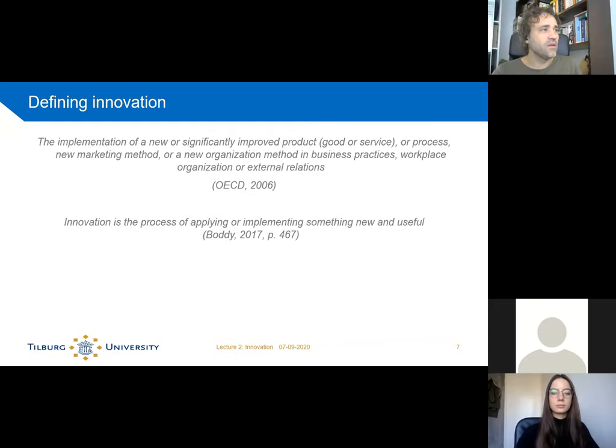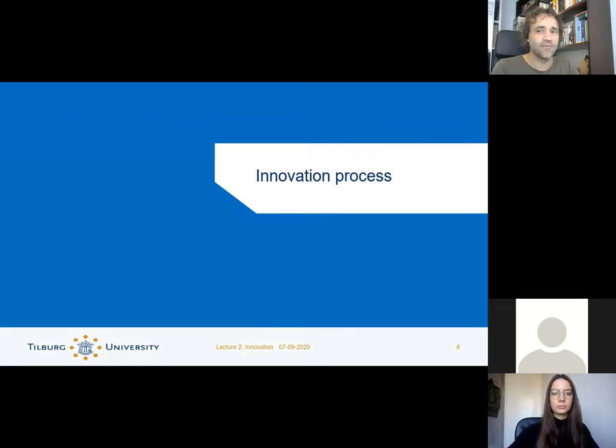So I think we ended here with defining innovation. And you see from both of these definitions that an innovation is not something completely new without considering anything else, but it's something new while considering implementation of the innovation. Okay.